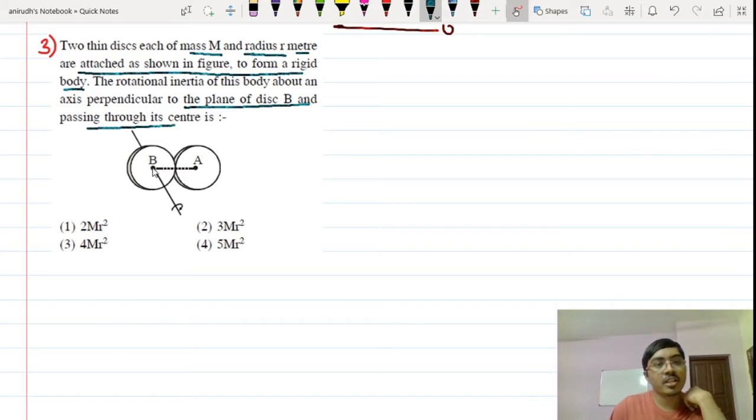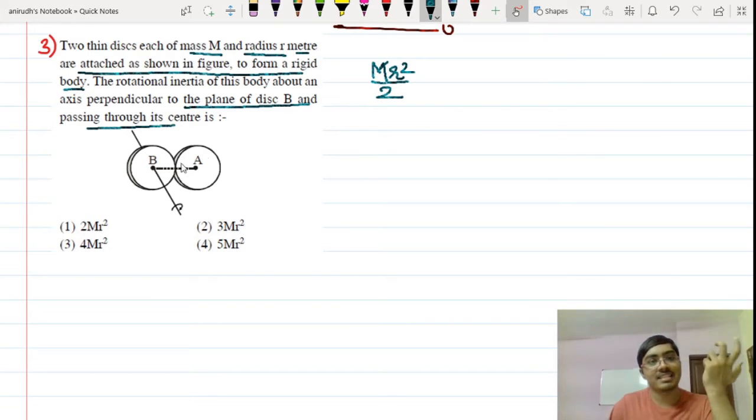So what is the moment of inertia? That is the question. Okay, so here moment of inertia of the B, moment of inertia of disc B about an axis passing through the center perpendicular to its plane is obviously mr square divided by 2. We all know that, isn't it? Yes. Now this has to be considered over here.